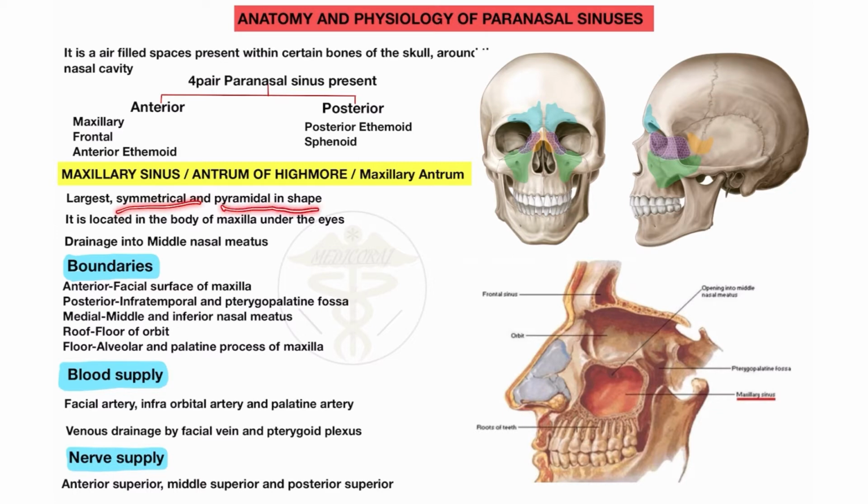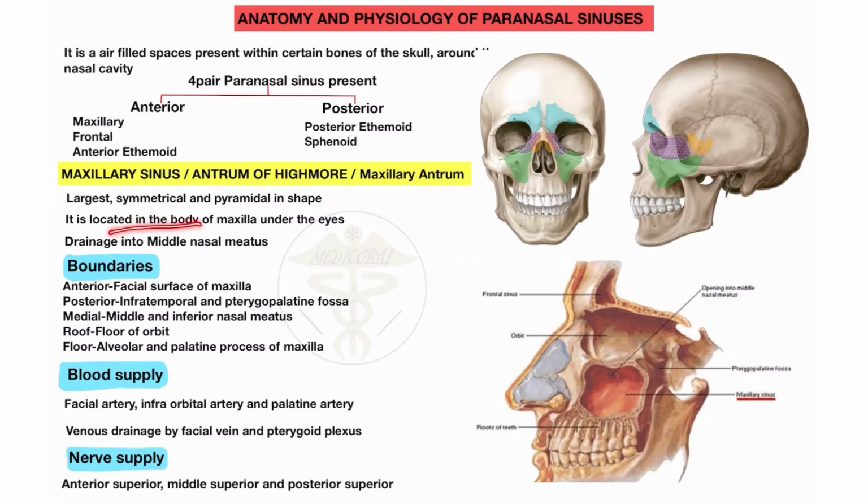It is symmetrical and pyramidal in shape. When I discuss sinusitis, you will see that infection mostly occurs in the maxillary sinuses due to their large size. It is pyramidal in shape and symmetrical. Both sides have approximately the same size. So these are symmetrical and pyramidal in shape.